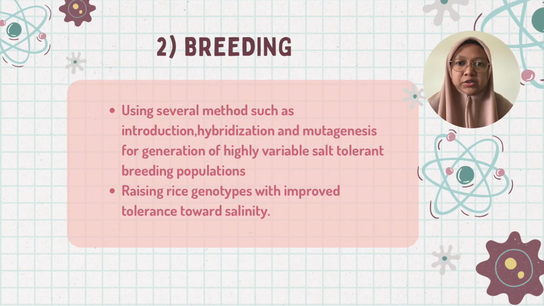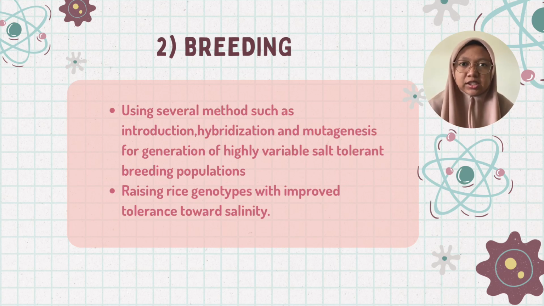Alright, the next one is breeding. Breeding is another strategy to improve stress tolerance in rice plants. For example, by using several methods such as introduction, hybridization, and mutagenesis for generation of highly variable salt-tolerant breeding populations, considerable success has been obtained in raising rice genotypes with improved tolerance towards salinity.